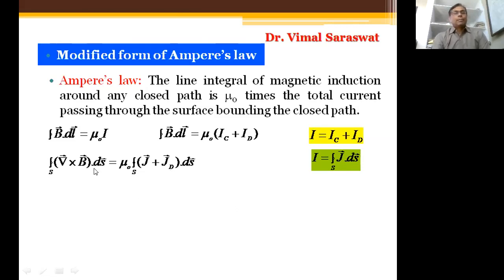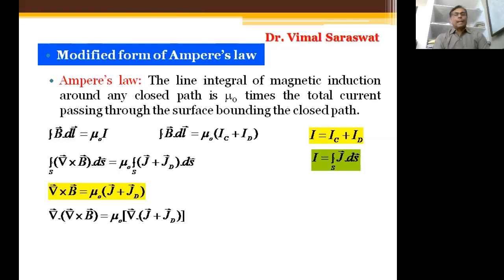Now, here we have surface integral, and here also surface integration. So, surface integral can be cancelled out. So, curl B is equal to mu naught times (J plus Jd), or del cross B is equal to mu naught times (J plus Jd). Del cross B is known as curl B.